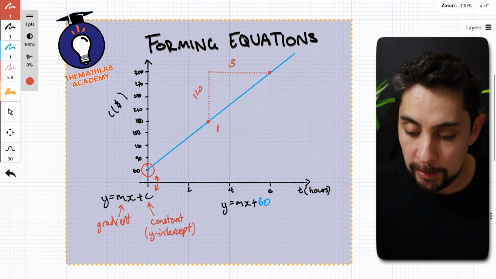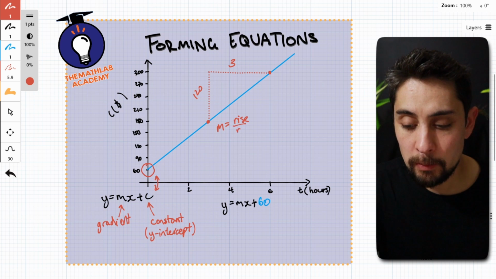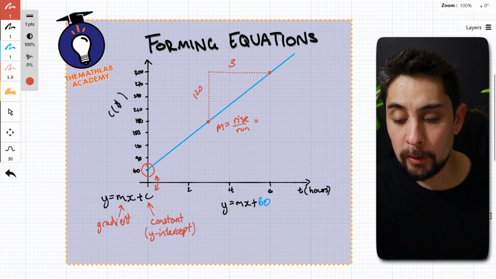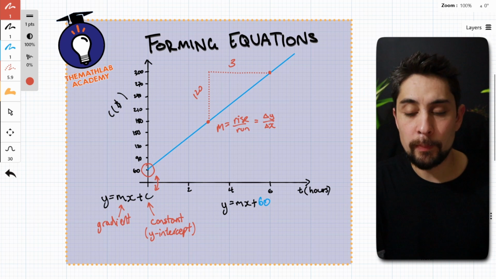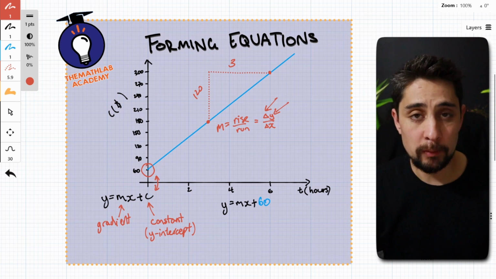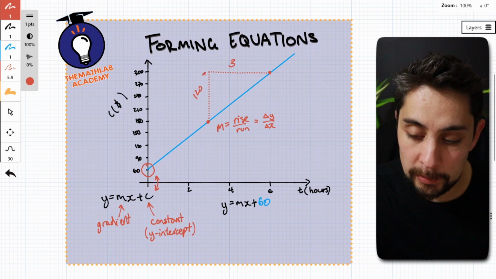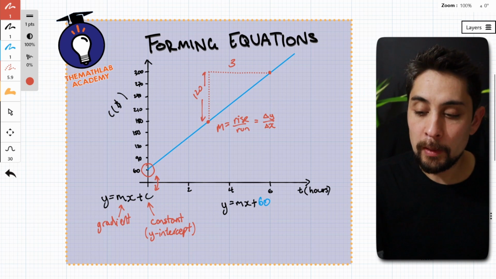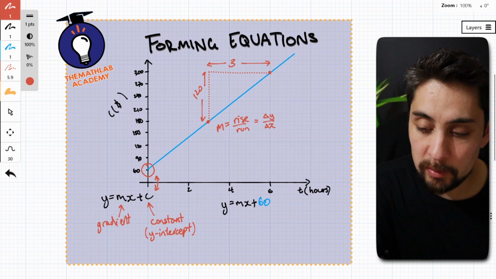Now the gradient, m, can be found by the equation rise over run. And in science class, you might know that better as delta y over delta x. It means exactly the same thing. The delta there means the change in, and the y means y values, so the change in y values. In other words, the height between these 2 points. The delta x is the change in x values, so the difference across between these 2 points.